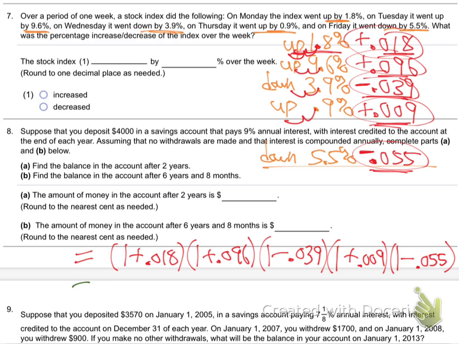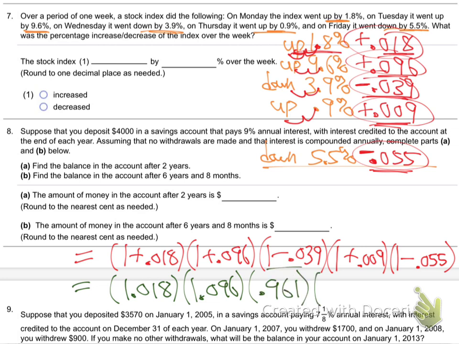Let's figure out each of these. I would just take my calculator and say, look, this is 1.018. This is 1.096. This one, subtract this on your calculator, you're going to get 0.961. This is 1.009. This one, subtracting on your calculator, you're going to get 0.945. Does everybody see what I'm doing there? So for percent increase, percent decrease, you just take 1 plus or minus the decimal versions, and then just multiply them all together. Just literally take your calculator now and multiply all these decimals together. I'm going to do it as well. See what we get.